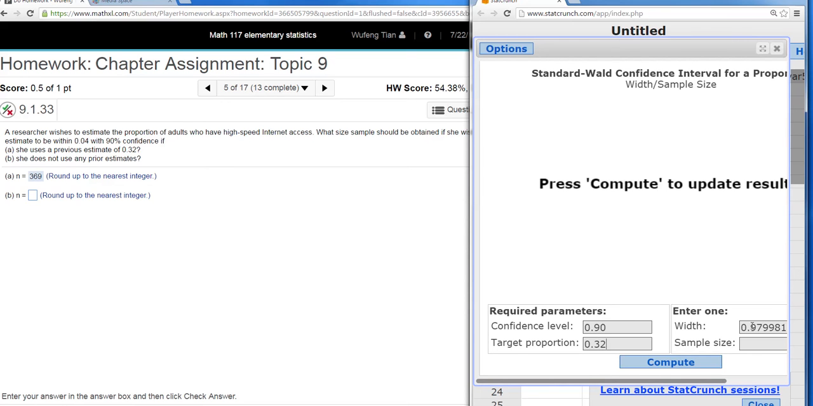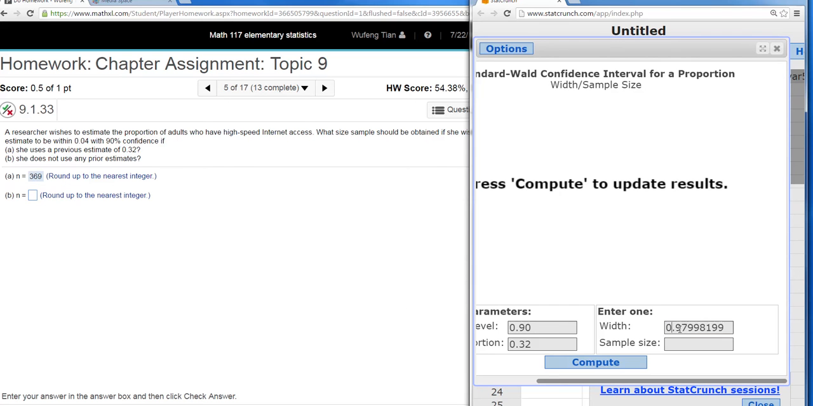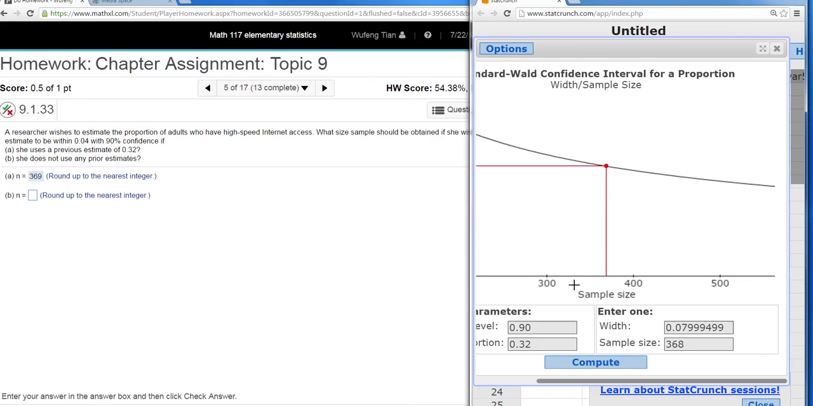The confidence interval is estimated within 0.04. So it's 0.04 to the left, 0.04 to the right. So together it's 0.08 for the width. Okay, and then you compute. So it's going to be 368.